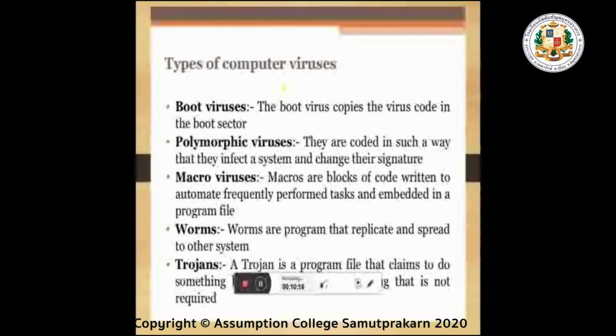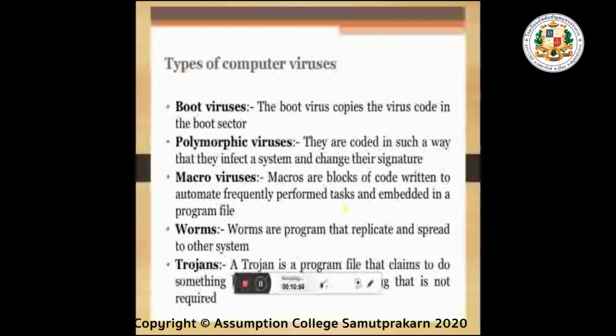First is the boot virus. A boot virus will copy the code in your boot sector. So this one is directly affecting the booting system of your computer. Number 2, polymorphic virus. It can affect the system and the signatures. And then the macro virus. These are blocks of code that can automatically perform some tasks in your computer.